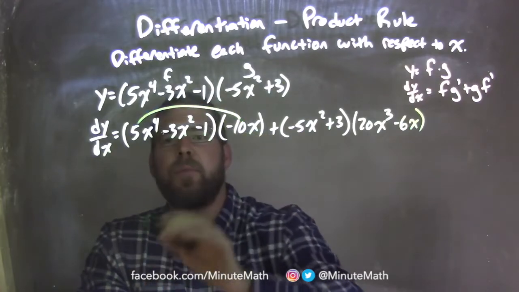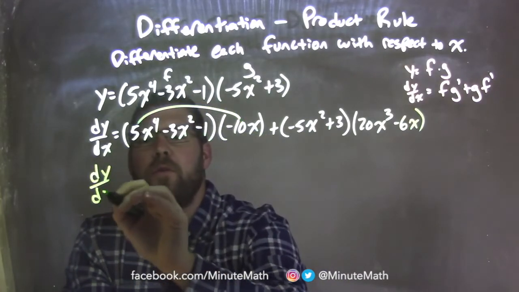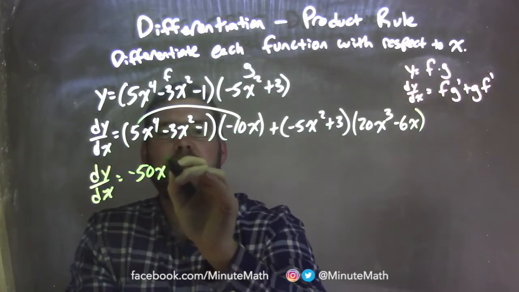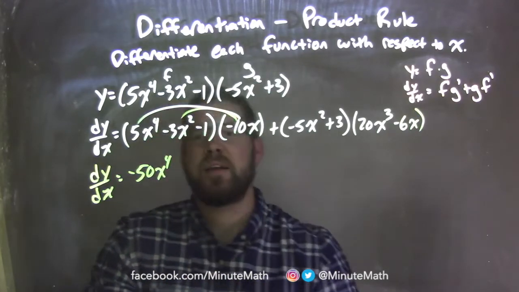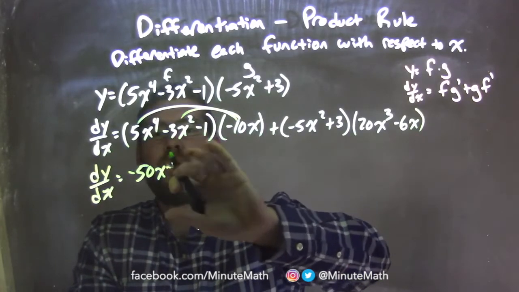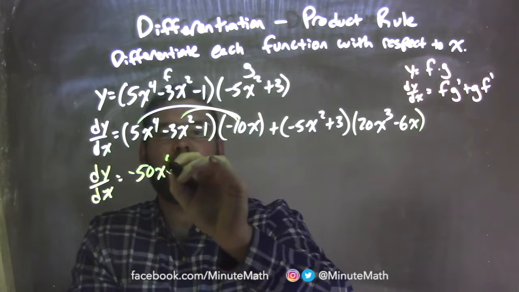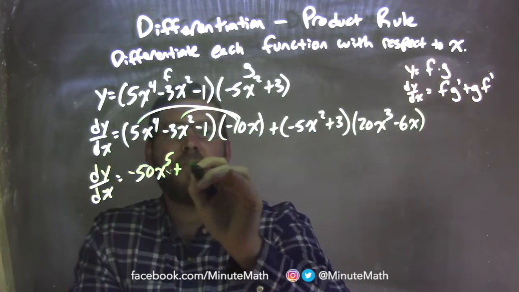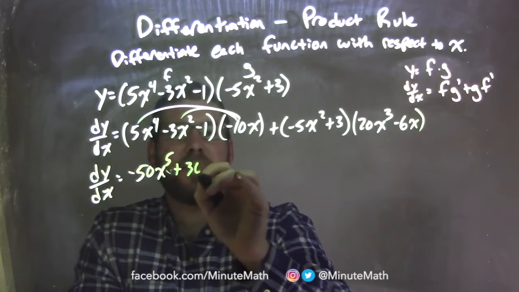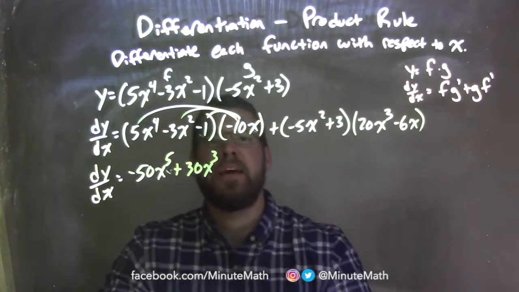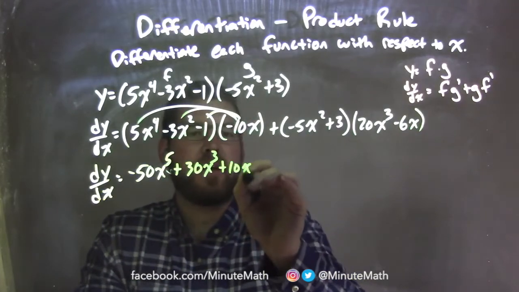Negative 10x times 5x to the 4th is negative 50x to the 5th. Oh, sorry, x to the 4th power. Oof, I got ahead of myself. We add the exponents, it's the 5th power. Negative 10x times the negative 3x squared is a positive 30x to the 3rd. And the negative 10x times a negative 1 is a positive 10x.